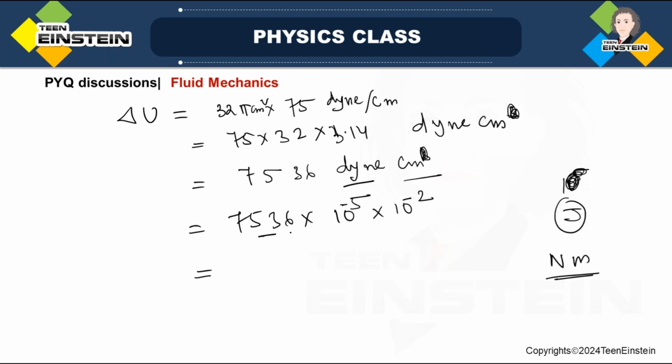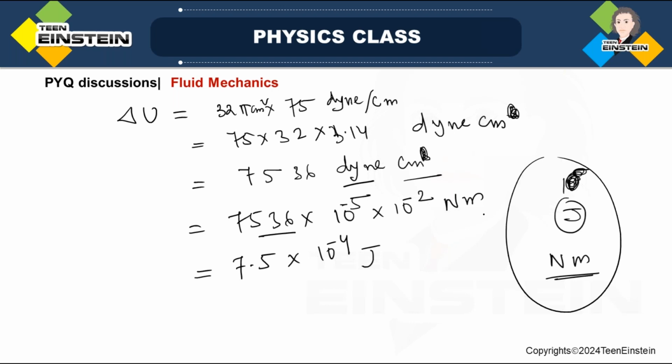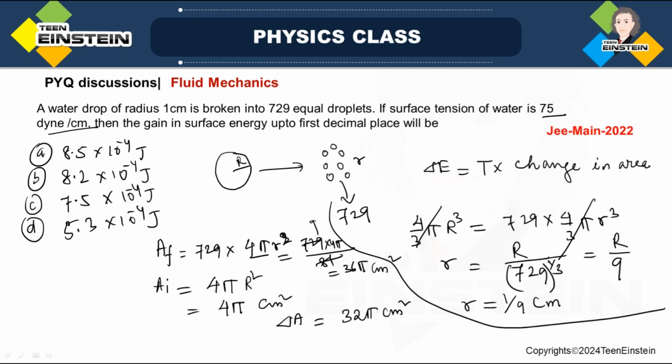So I have to go up to this first decimal like this, and then I get 10 to the power minus 4. This is joule, actually Newton into meter. So this is how we have to do this problem, and we have these options here. So option C will be the correct answer for this question. Let us go to the next problem.